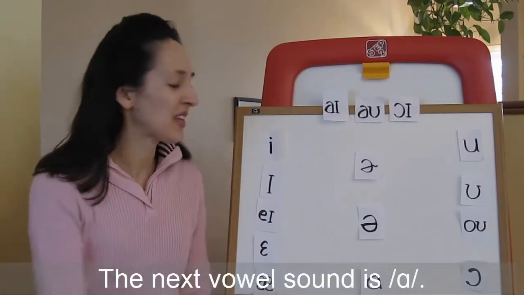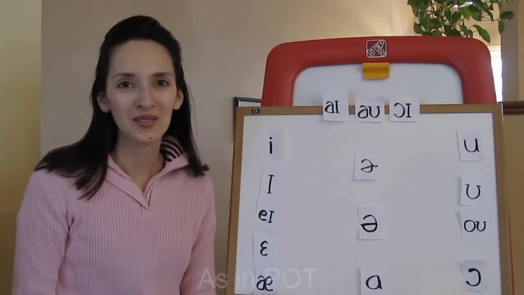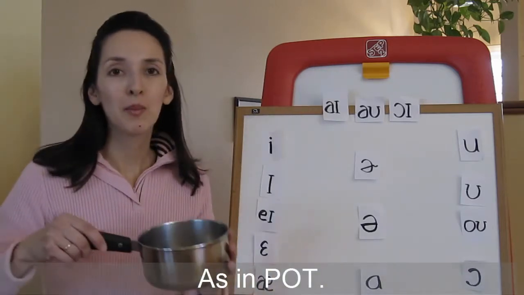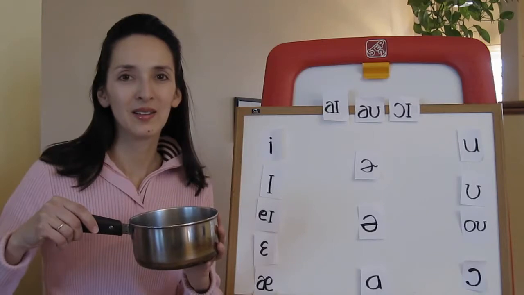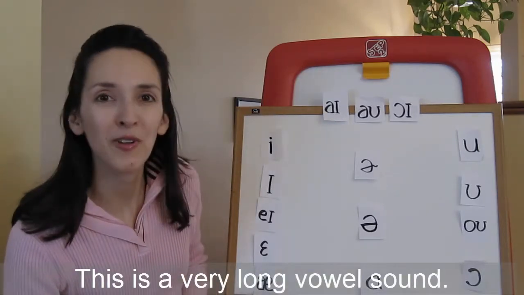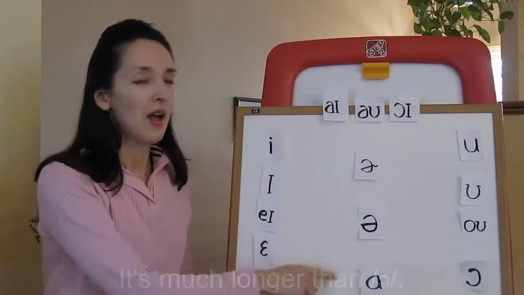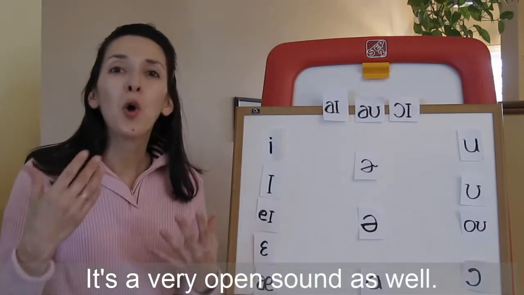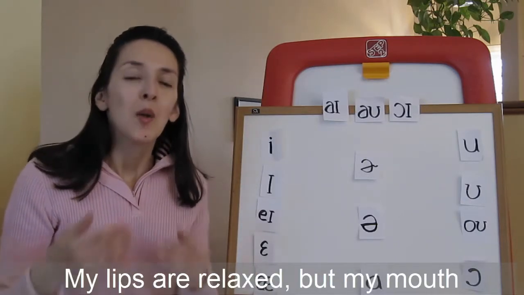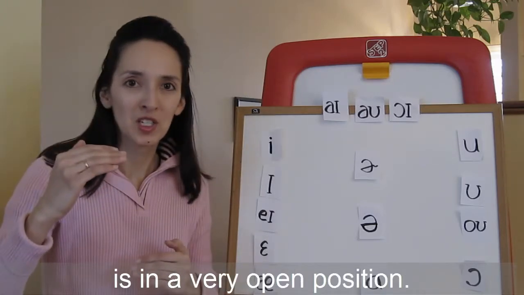The next vowel sound is ah, as in pot, pot. This is a very long vowel sound. It's much longer than the previous one. It's a very open sound as well. My lips are relaxed, but my mouth is in a very open position.